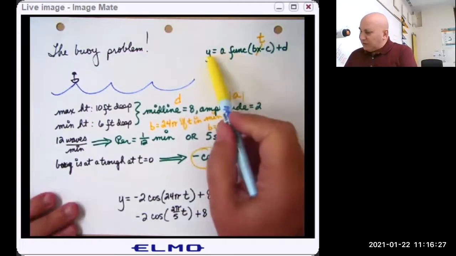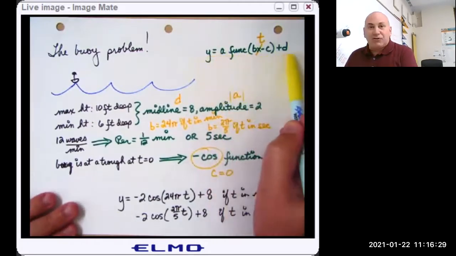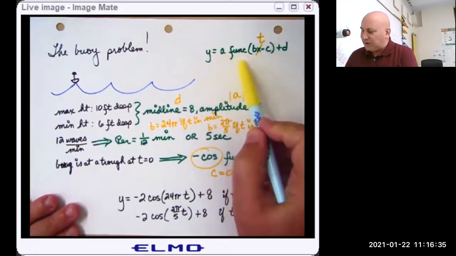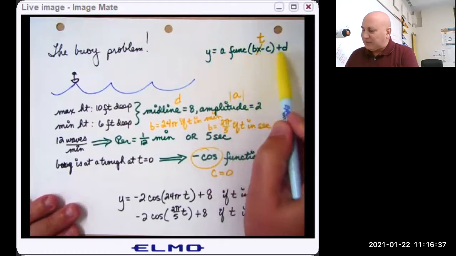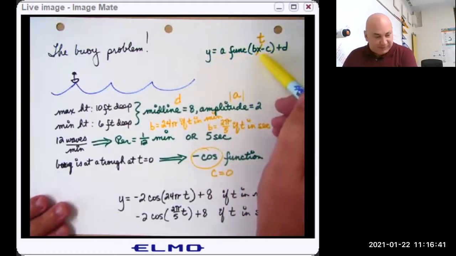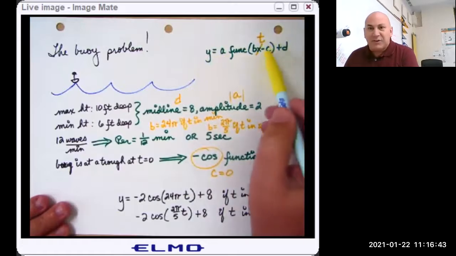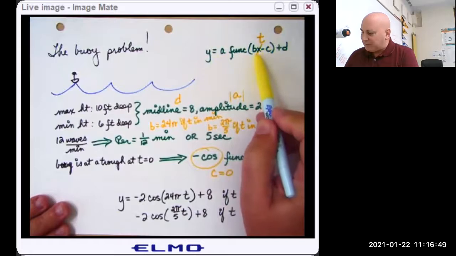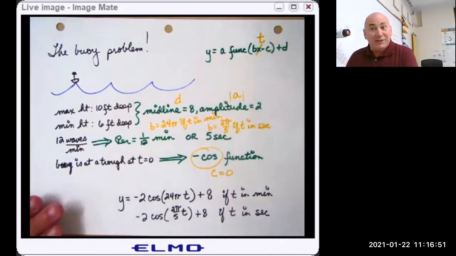So here's our generic function for a sinusoidal: A times the function, that's either sine or cosine, of bx minus c, plus d. Now, is it bx plus c? It depends on what book you use. So we're going to do it a little bit differently. Remember, we're going to factor the b out if we need to. And you'll see in this problem we don't.